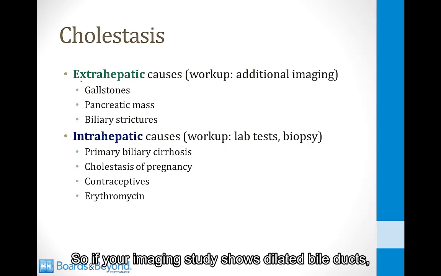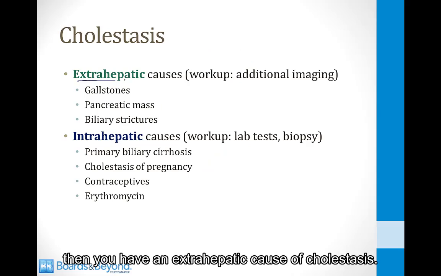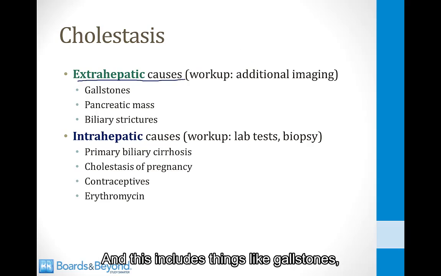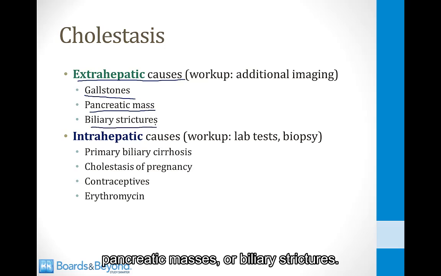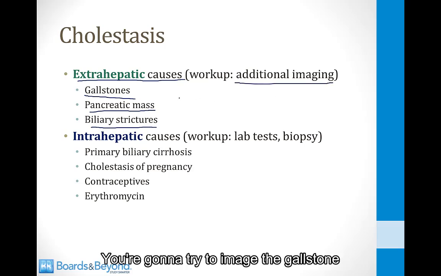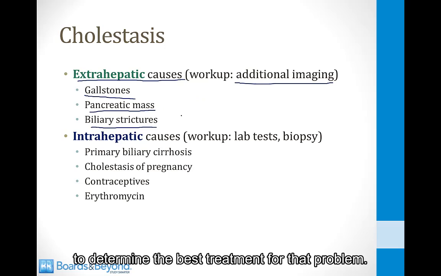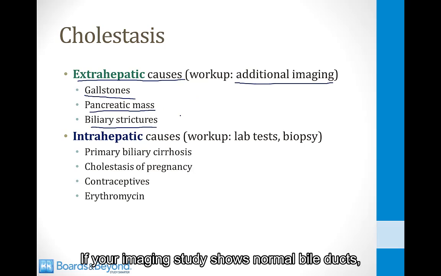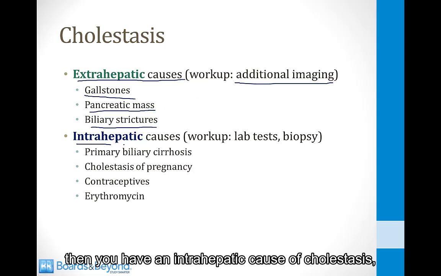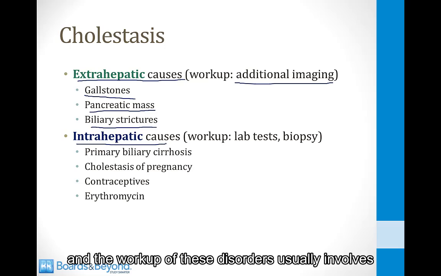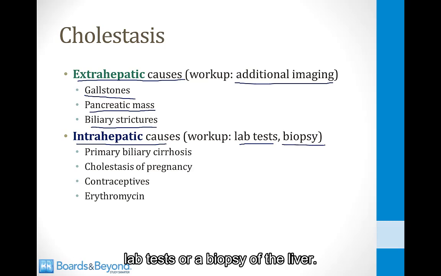So if your imaging study shows dilated bile ducts, then you have an extrahepatic cause of cholestasis, and this includes things like gallstones, pancreatic masses, or biliary strictures. The workup of a patient with an extrahepatic cause of cholestasis usually involves imaging. You're going to try to image the gallstone or the pancreatic mass or the strictures to determine the best treatment for that problem. If your imaging study shows normal bile ducts, then you have an intrahepatic cause of cholestasis. And the workup of these disorders usually involves lab tests or a biopsy of the liver.